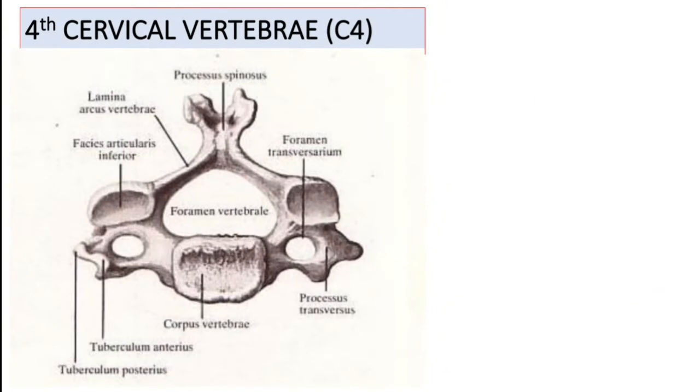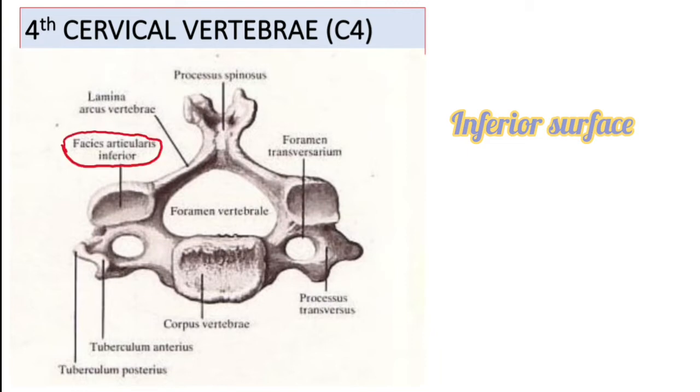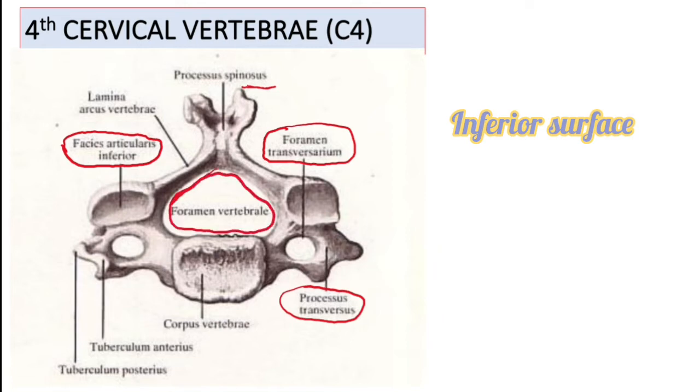Okay, so this is C4. C4 in general. Let's just go through this. You can see facies articularis inferior. You can see the spinous process, which is bifurcated. You can see the transverse process, processus transversus, with the foramen transversarium. There is this foramen of the transverse process. And you can see foramen vertebrale.